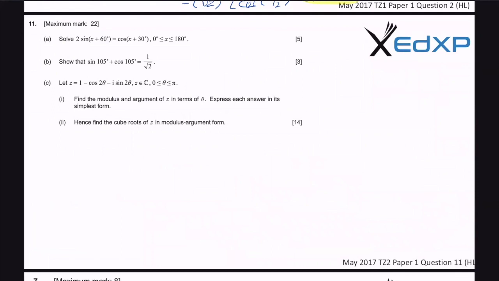So let's have a look at this question. For part A, we want to solve 2 sine x plus 60 degrees. This is obviously nothing to do with complex numbers yet.